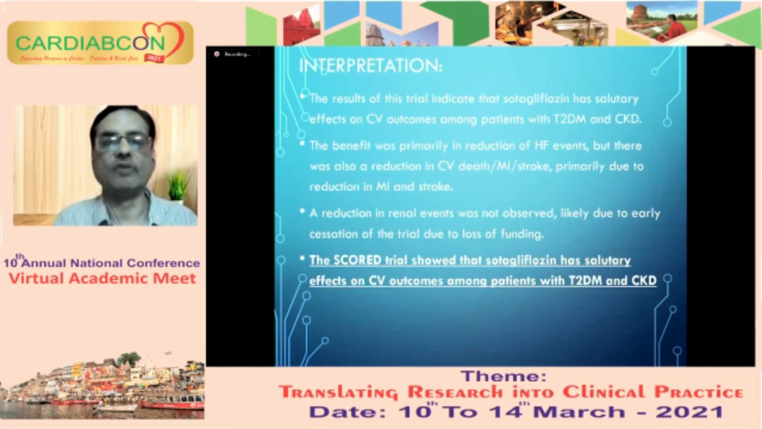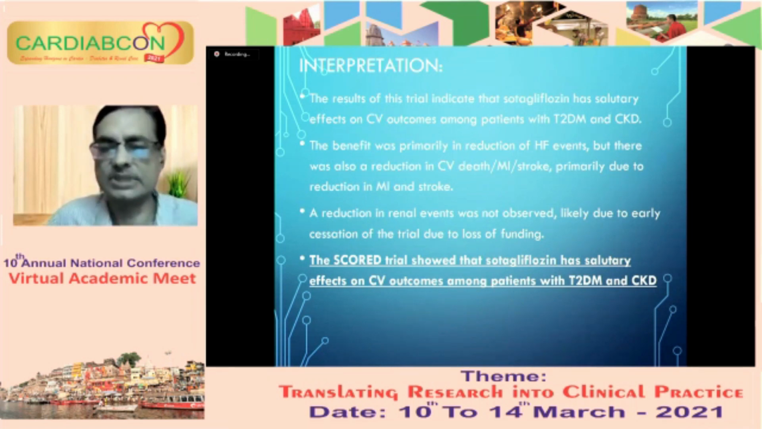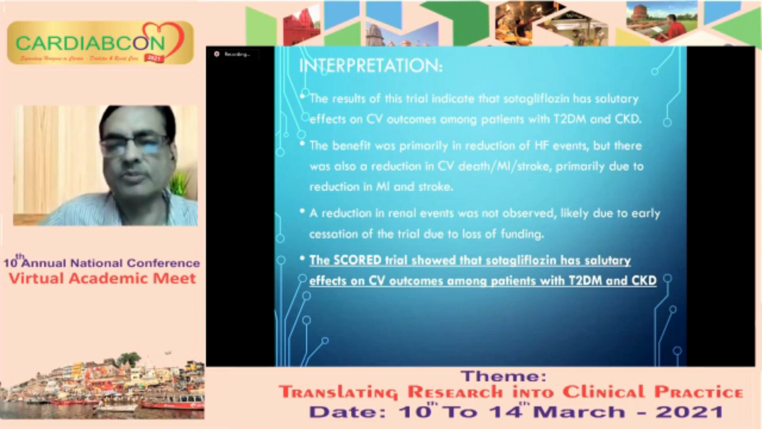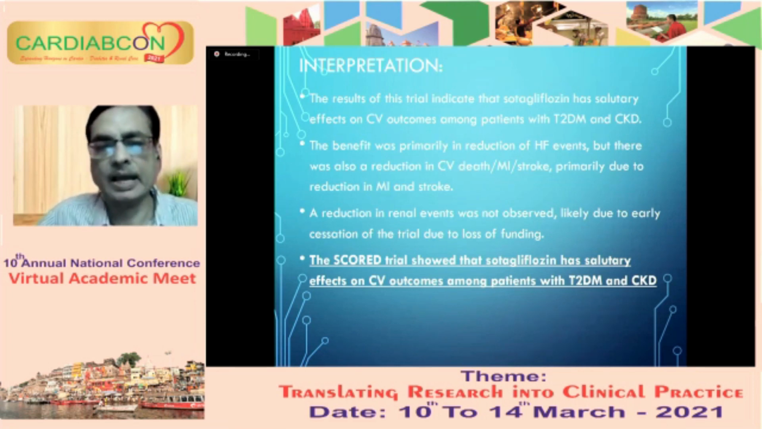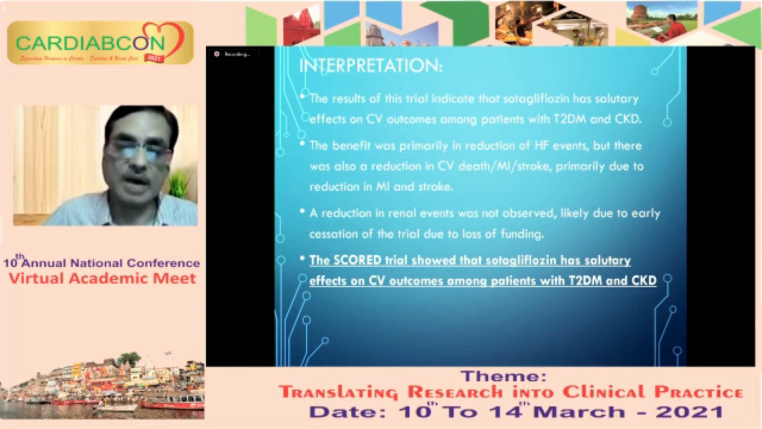So what we could interpret from this particular study was that the results definitely indicated that sotagliflozin had a salutary effect on CV outcomes among patients with type 2 diabetes and CKD. The benefit was primarily in the reduction of heart failure events, but there was also reduction in CV death, MI, and stroke. That is what we talked about, the anti-ischemic or anti-atherosclerotic effect, and that was primarily due to reduction in MI and stroke.